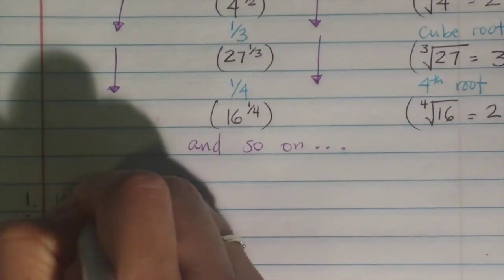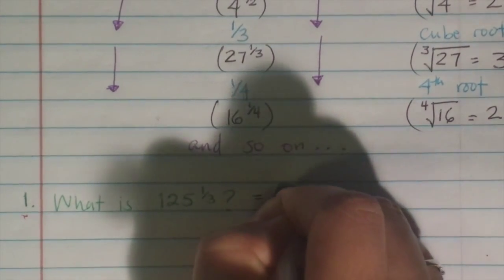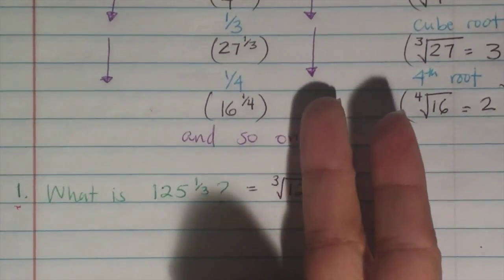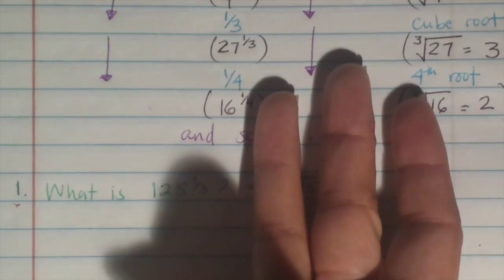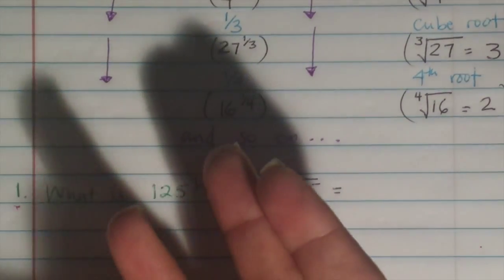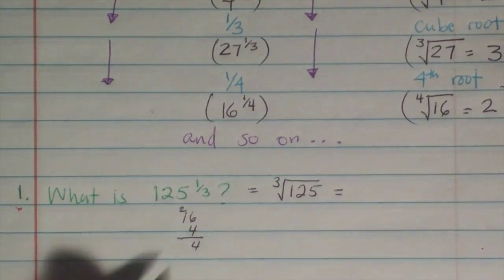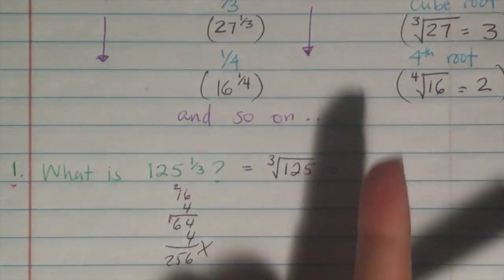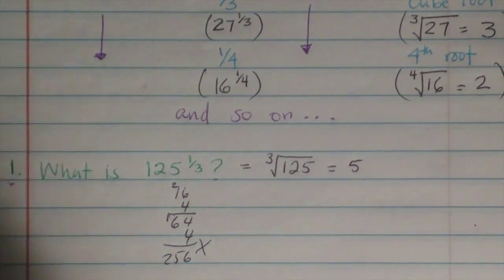Number 1, what is 125 to the cube root? What number multiplied by itself 3 times will give me 125? So I'll check 2. 2 times 2 is 4, times 2 is 8. That's not it. 3 times 3 is 9, times 3 is 27. That's not it. 4 times 4 is 16, times another 4. Let me write this down. So 16 times 4, I'm just checking, is 64. So that's not it. So I'm going to check 5. 5 times 5 is 25, times another 5 is 125. So 5 is the cube root of 125.